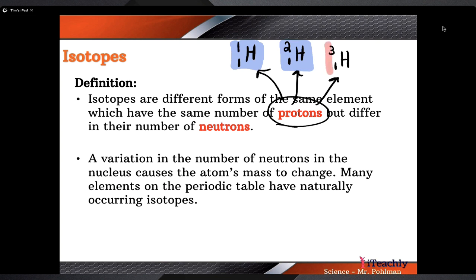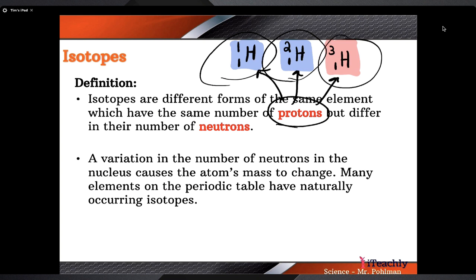Since this one is unstable, I'm going to shade it a different color. So these 3 triplets of our hydrogen atom: we have protium, that's this one right here. You have deuterium, this one right here. And then as I said, this one right here is tritium.